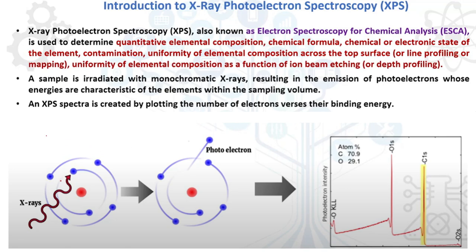What is actually done here is the sample is irradiated with a monochromatic X-ray, for example K alpha, resulting in the emission of photoelectrons whose energies are characteristic of the elements within the sampling volume. An XPS spectrum is created by plotting the number of electrons versus binding energy. Now, what actually happens? For example, say this is the nucleus and this is the first shell, this is the second shell. Now, when X-rays are irradiated, it obviously transfers some energy.